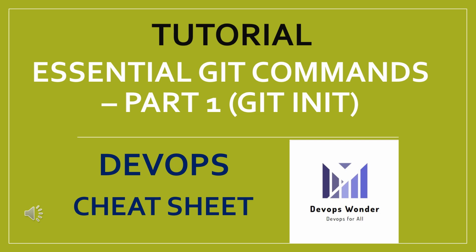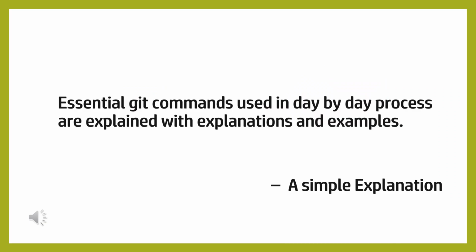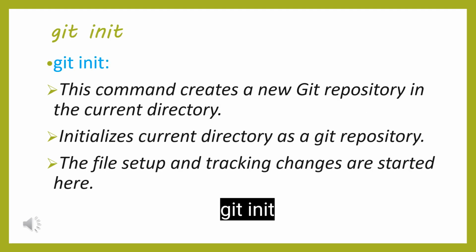This is a tutorial series. We are going to see a new series, Essential Git Commands. In the Essential Git Commands series, we are going to see first about git init. Git init is the first command. It is used to create a new Git repository from the current directory. It initializes the current directory as a Git repository. The file setup and tracking changes start from this step only.